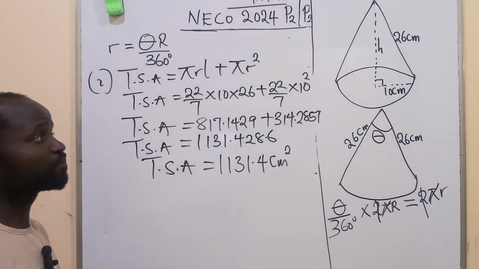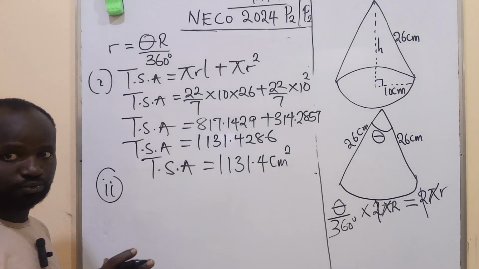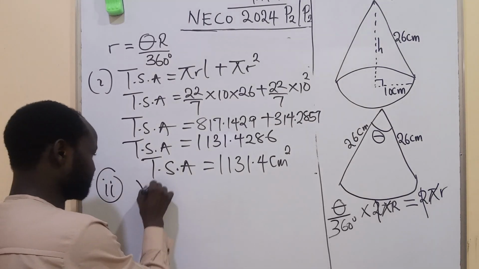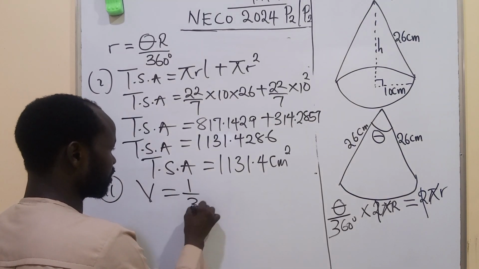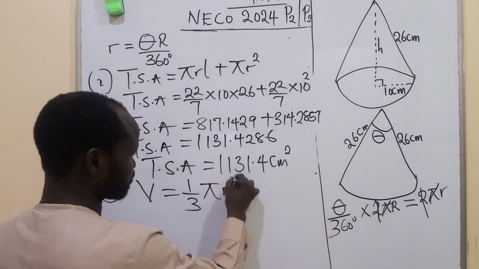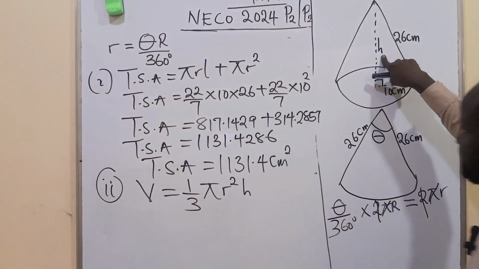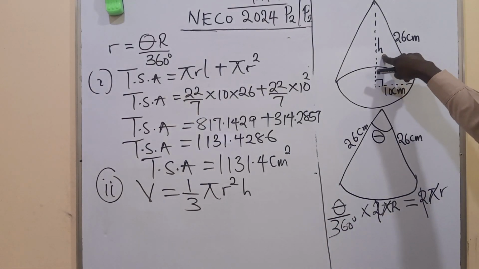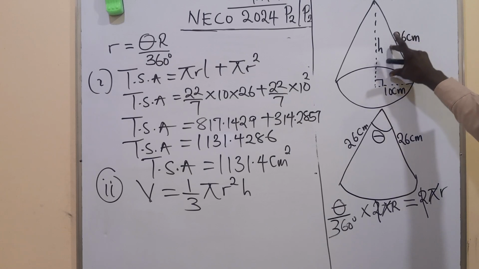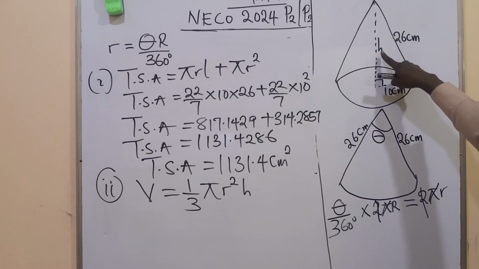Roman numerals 2, we are asked to find the volume of a cone to 2 decimal places. The volume of a cone V will be 1/3 volume of a cylinder, which is pi r square h. But in this case, we don't know our height here, so we have to find the height of this cone. Realize that this is a right angle triangle. We can apply Pythagoras rule to find this height h here.